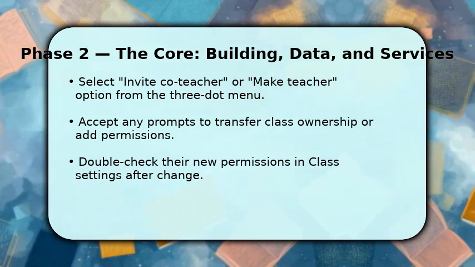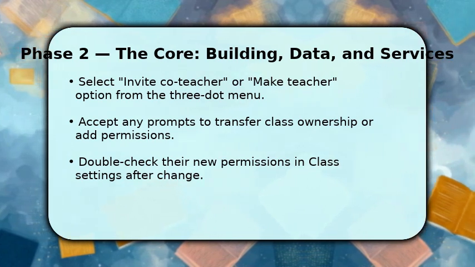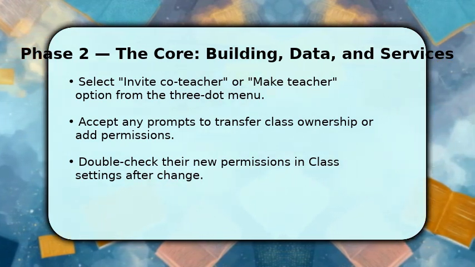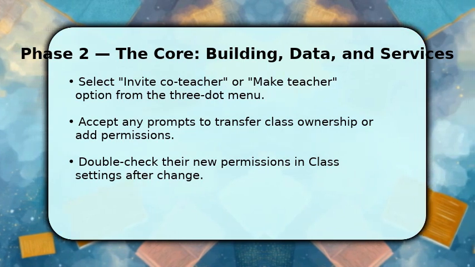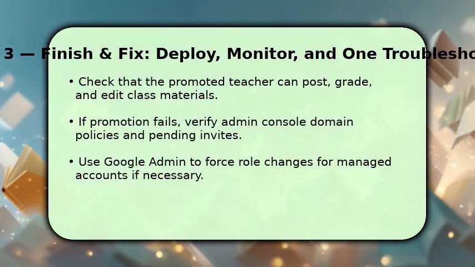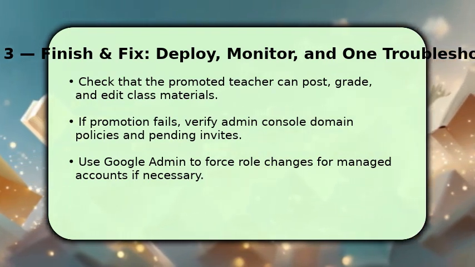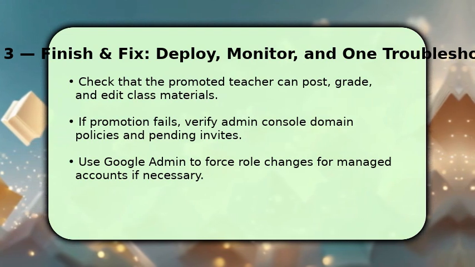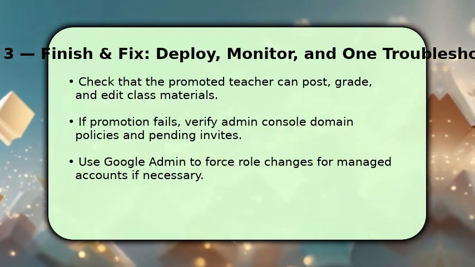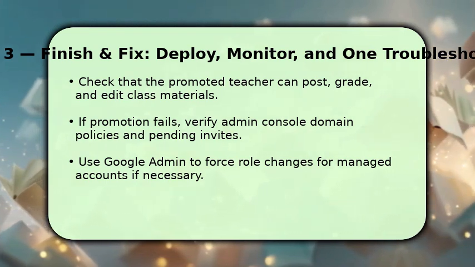Once they accept or the role flips, open class settings and people to confirm they can create assignments, grade, and modify course material. This prevents surprise permission gaps. Finish by having the new teacher perform a quick action, post an announcement or edit an assignment so you verify permissions live. If they cannot, pause and check common issues: pending invite not accepted, domain restrictions, or insufficient admin privileges.